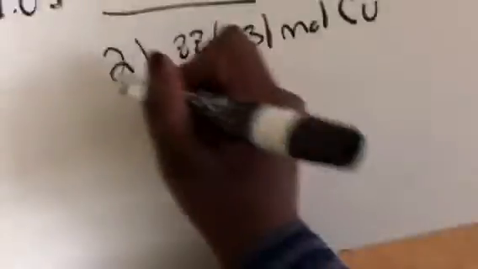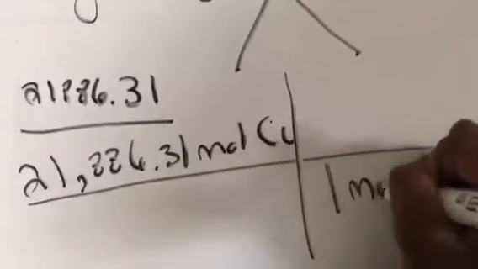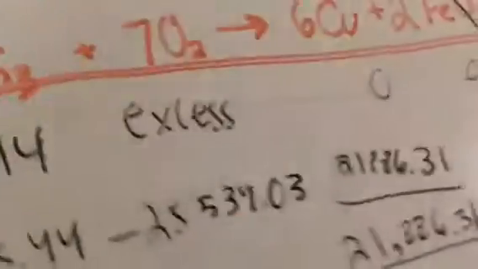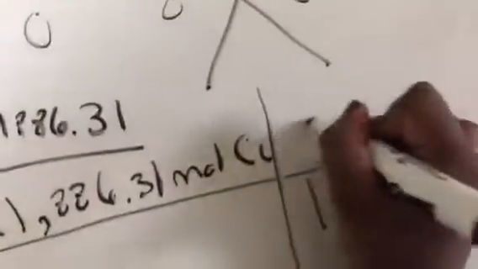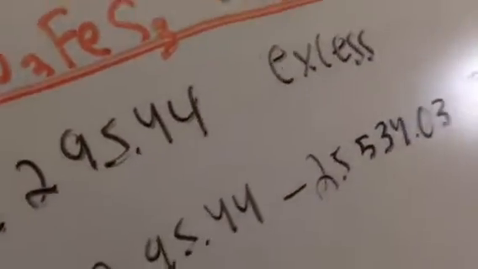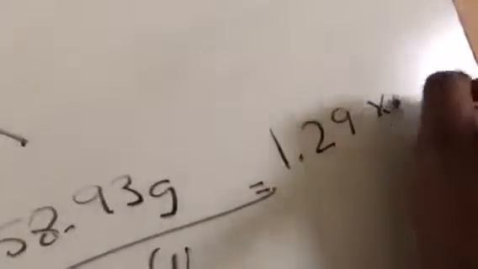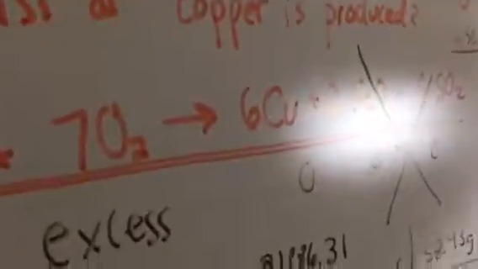And so we want to convert that to grams, so we'll do stoichiometry real fast. 1 mole of copper is 58.93 grams. And that equals 1.29, let's say, times 10 to the 3rd in kilograms.